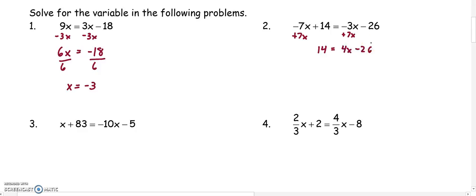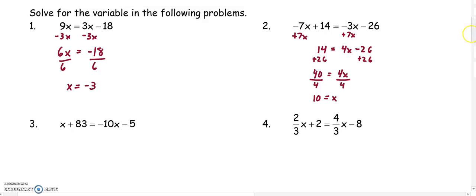Next step, I'm going to add 26 to both sides so I can get the x by itself. So 14 plus 26 is 40, which is equal to 4x. And then I'm going to divide both sides by 4, and x equals 10.